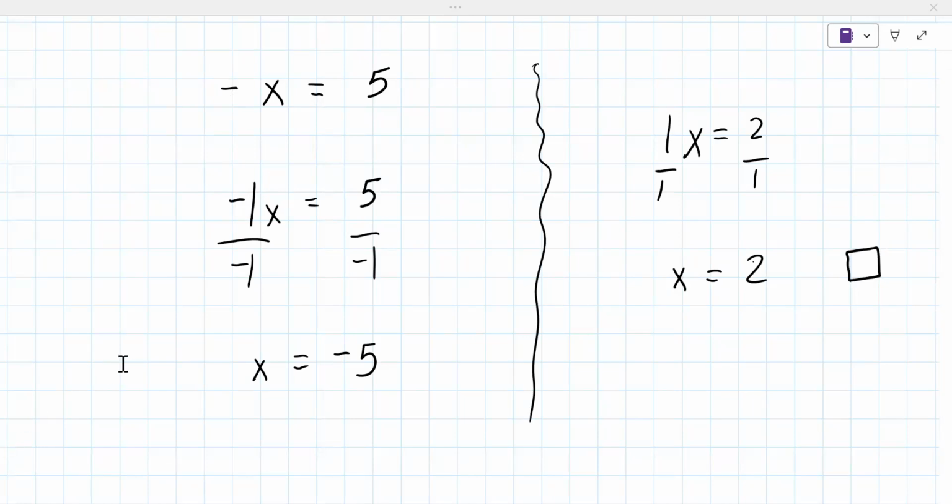So another kind of question you might see. Let's say it's something like this: W divided by 7 equals -5. How would you solve something like this based on what we've talked about?